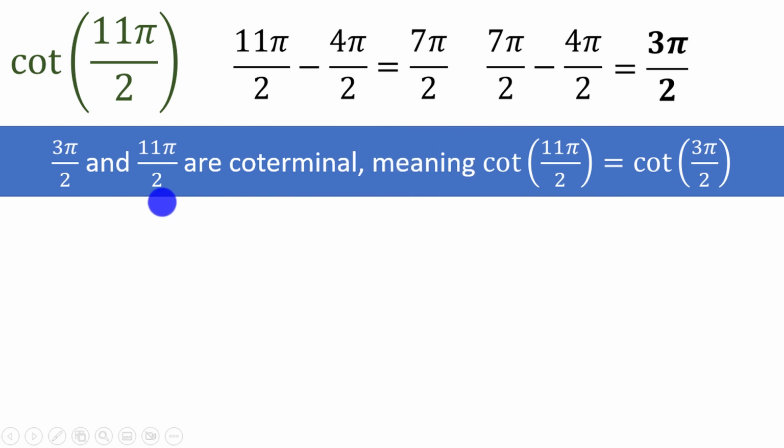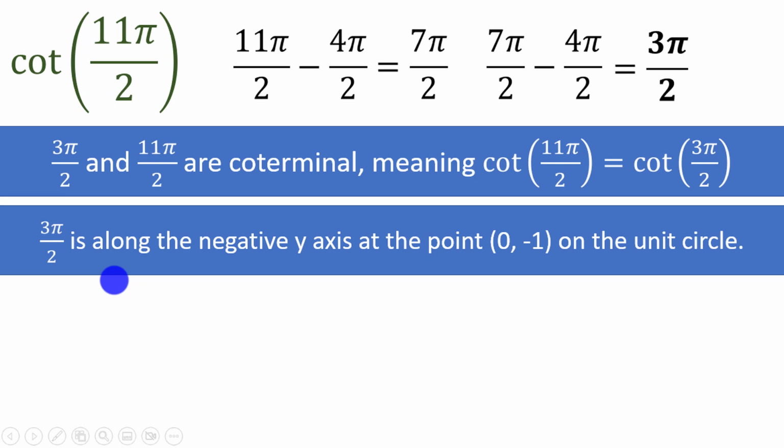3 pi over 2 and 11 pi over 2 are coterminal, meaning that cotangent of 11 pi over 2 will be equal to cotangent of 3 pi over 2. At this stage, hopefully you can envision where 3 pi over 2 is on the unit circle. 3 pi over 2 is along the negative y-axis at the point 0, negative 1 on the unit circle.